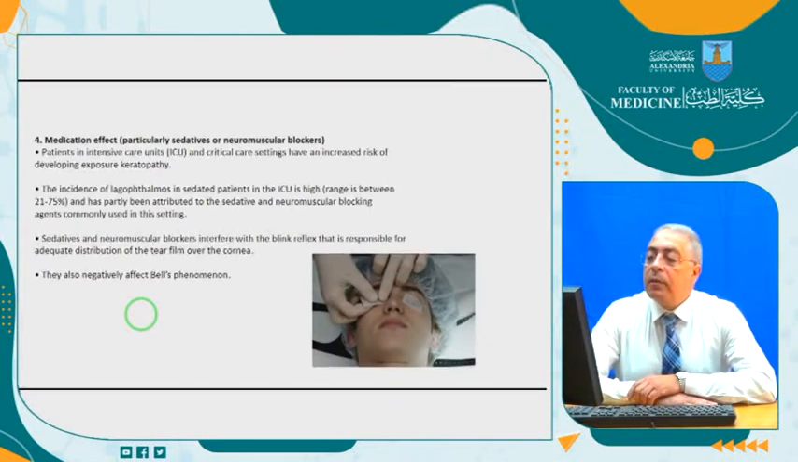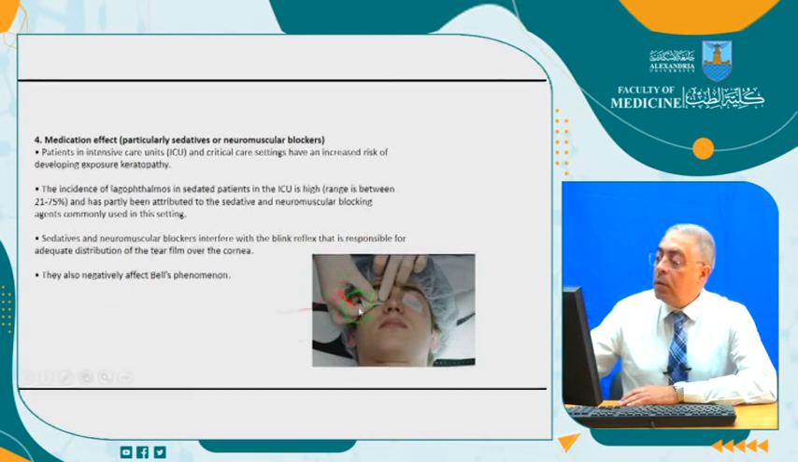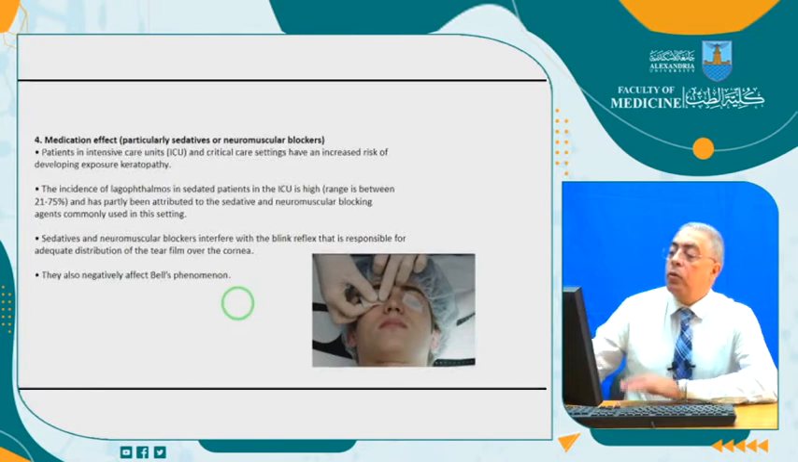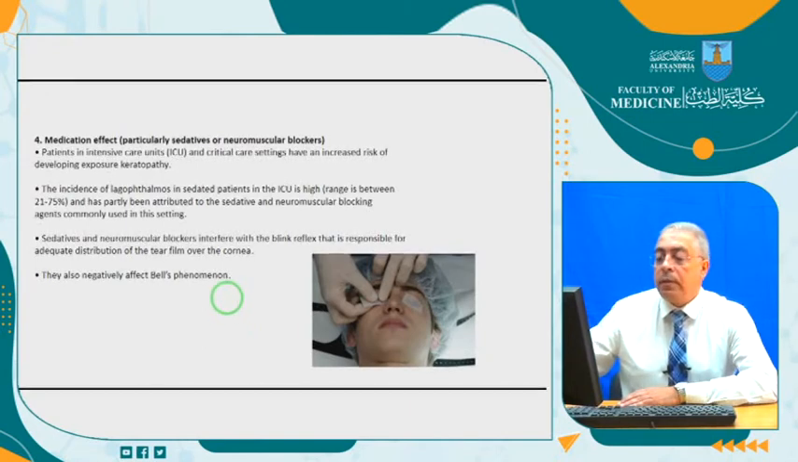Another cause of lagophthalmos is medication effects. During anesthesia, patients in the ICU, especially comatose ones, or patients under sedation or neuromuscular blockade. So it's very important to close the eye by strips during general anesthesia or in comatose patients to avoid exposure keratopathy and corneal dryness, which may lead to loss of vision, corneal ulceration, infections, and the eye may be lost. So it's very important to close the eye in comatose patients or patients under general anesthesia.